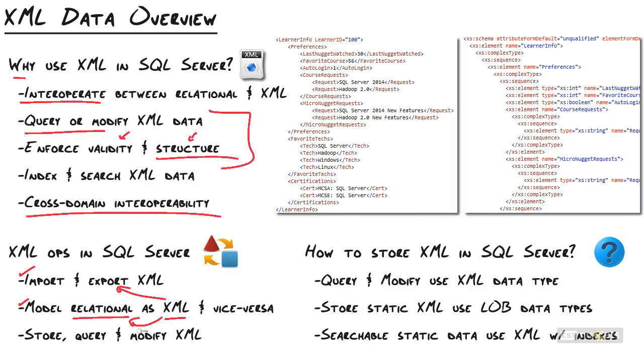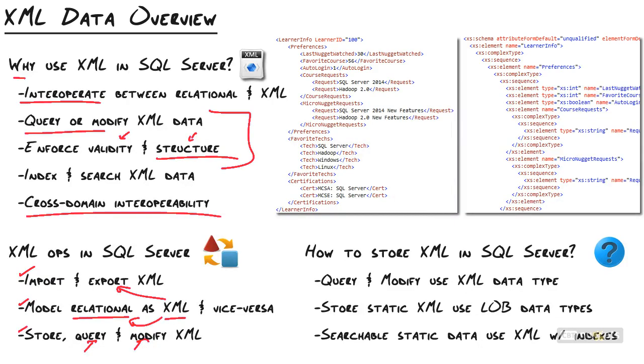Those are some popular things to do. And then also maybe we're just storing the raw XML itself so we can query and modify it as it sits. So those are going to be the big ones there. Importing, exporting, shaping it, storing it so we can query, modify, search it, and work with it.